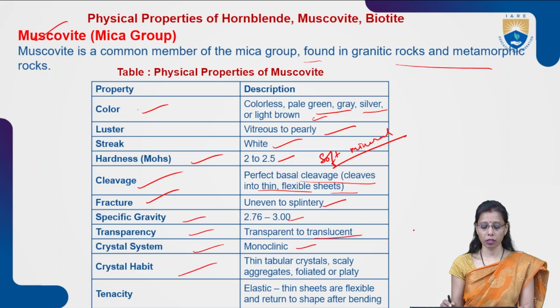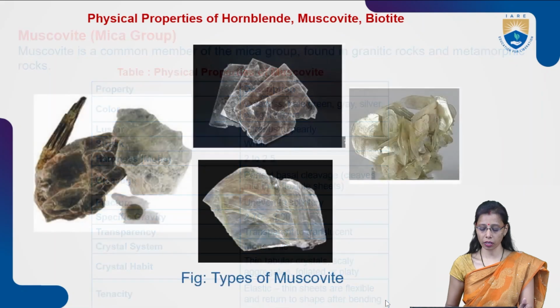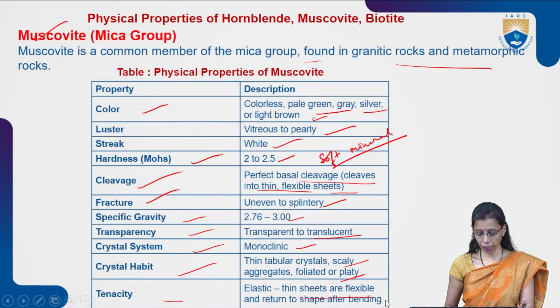Now, crystal habit is the thin tabular crystal, scaly aggregates, foliated or platy. So always this kind of mineral, when you try to break it off, it breaks in thin sheets, and it has a perfect cleavage from the one side. And tenacity, if you see, is elastic. Thin sheets are flexible and retain their shape after bending.